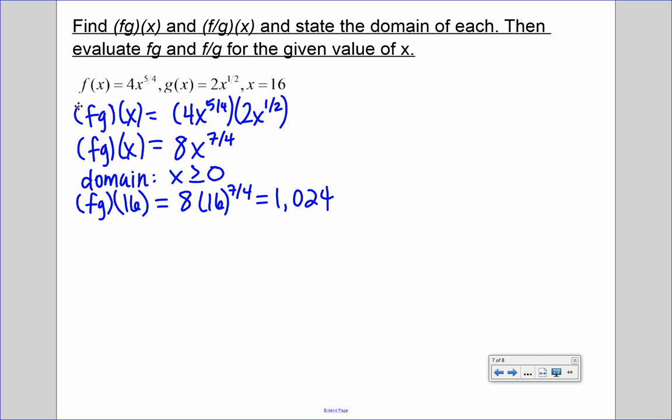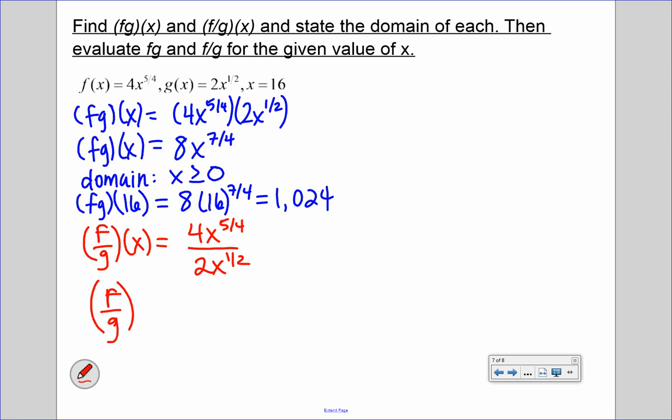All right, next up we have division, f divided by g of x. So we have 4x to the 5/4 divided by 2x to the 1/2. 4 divided by 2 is 2. 5/4 minus 1/2 is 3/4.